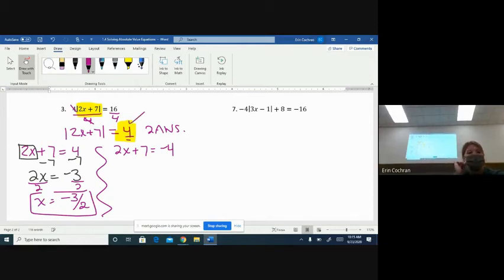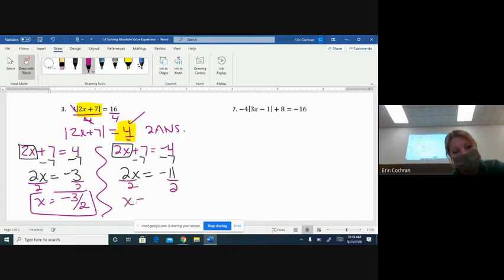Okay. All right, let's solve the next side. Am I going to move the 2 or the 7 again? 7. So I get 2x equals negative 11. And then how do I get rid of the 2? Divide by 2. And can I divide negative 11 by 2? Nope, so we leave it as negative 11 over 2. Okay.